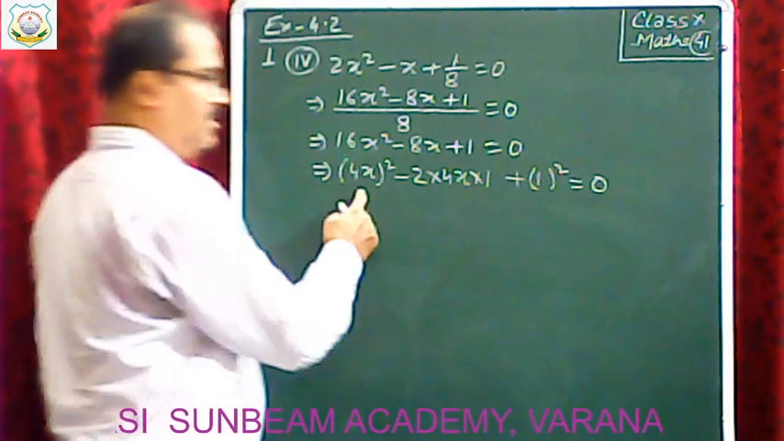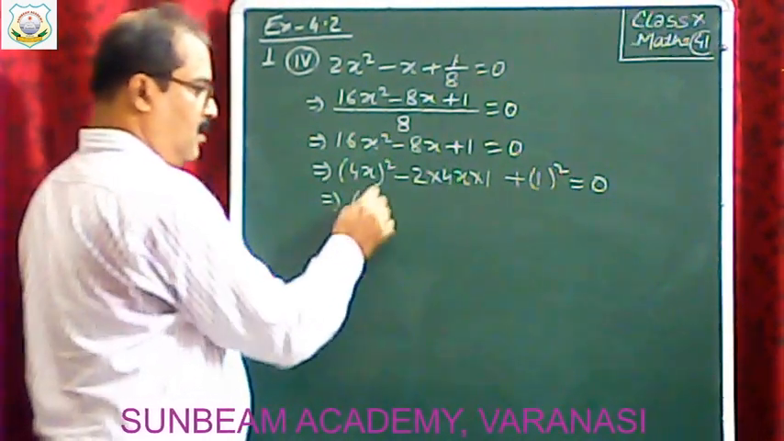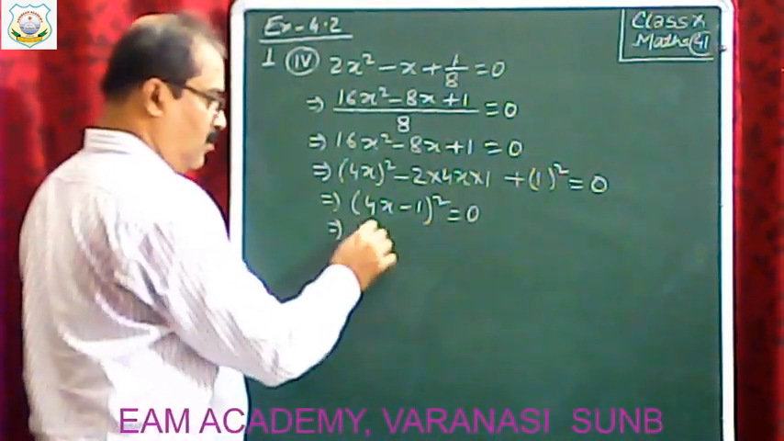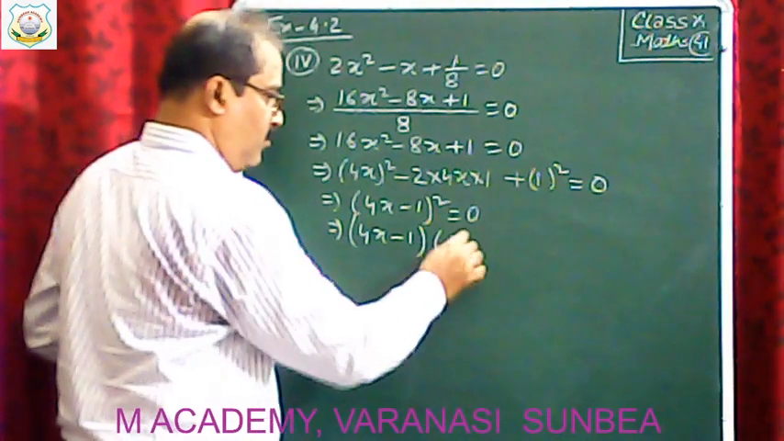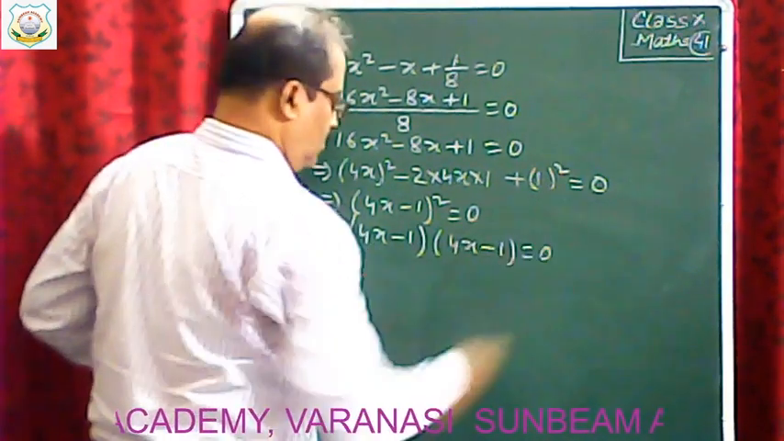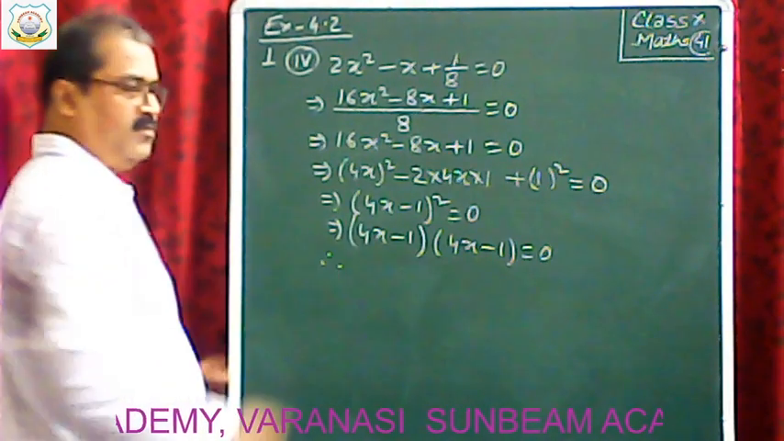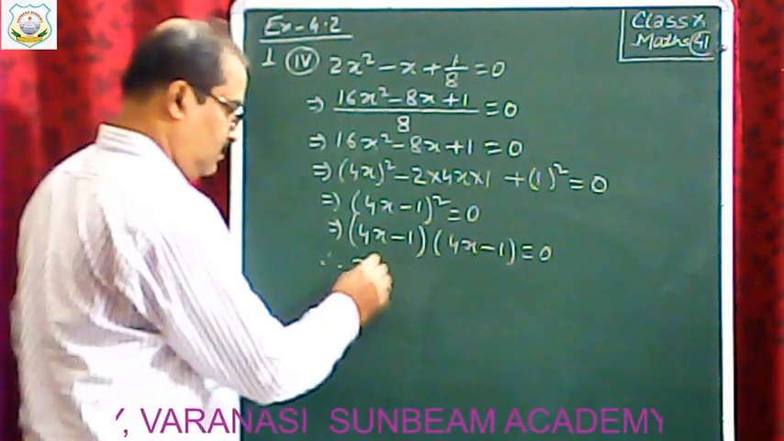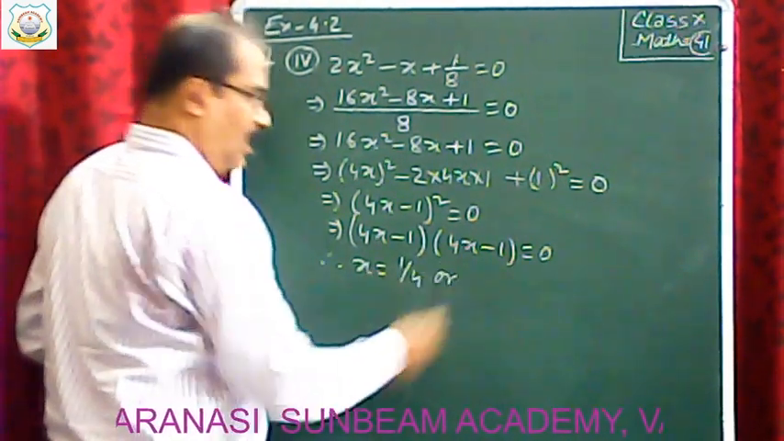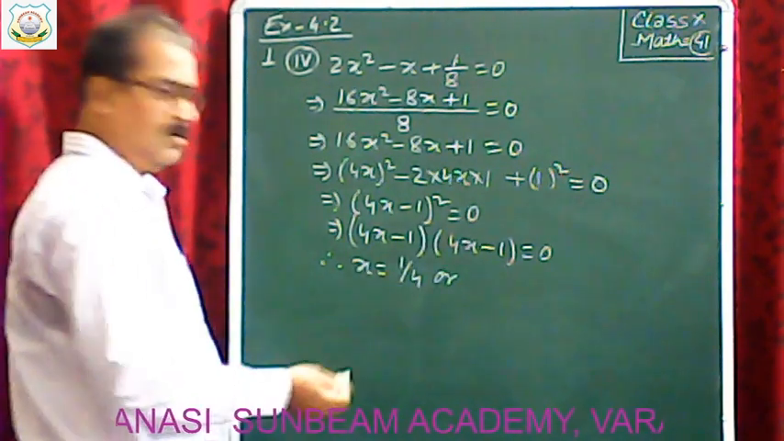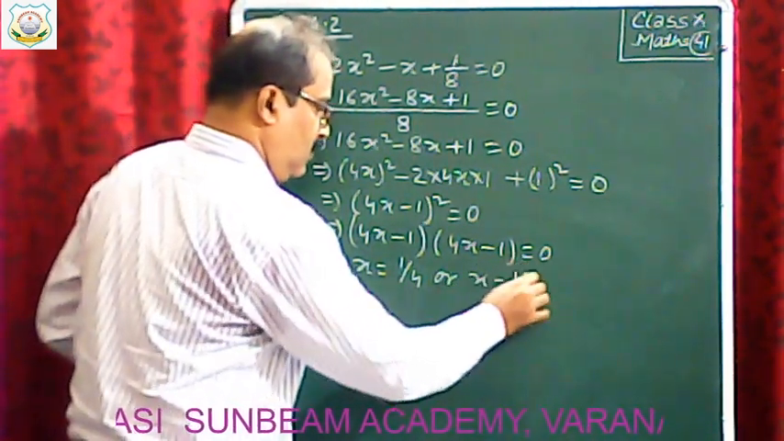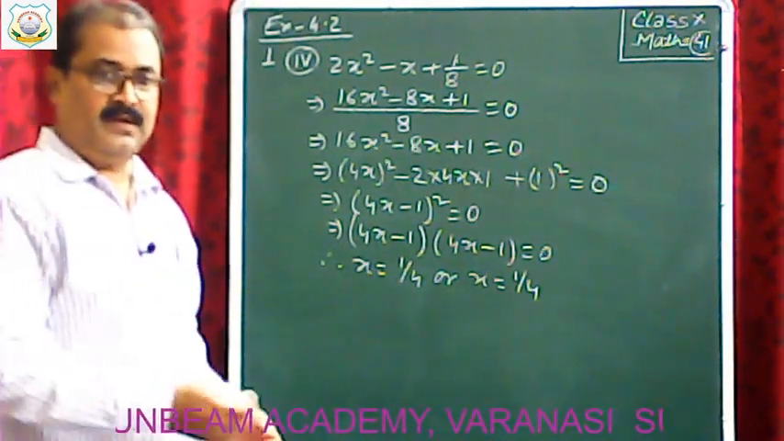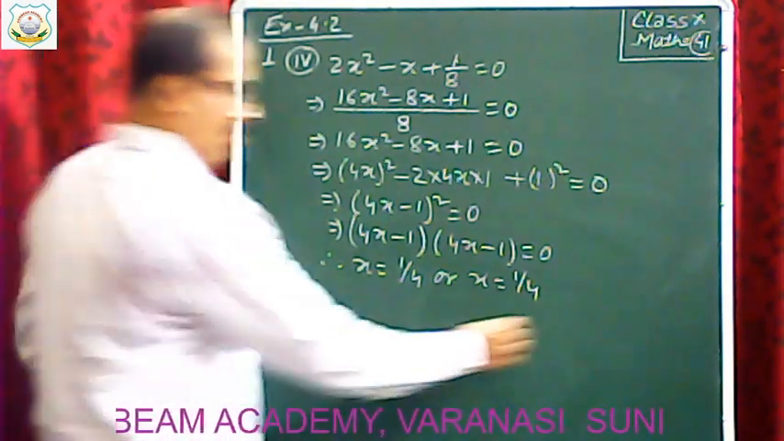So it is of the form a² − 2ab + b², which means (a − b)² equal to 0, that is (4x − 1)² = 0. So (4x − 1)(4x − 1) = 0. One by one you have to find the values of x. If 4x − 1 = 0, then x = 1/4, and again x = 1/4. Means the roots are equal, known as repeated roots. Clear? That is your answer.